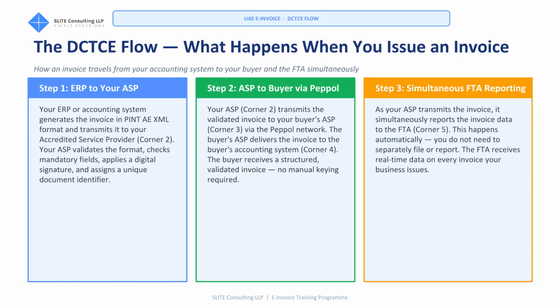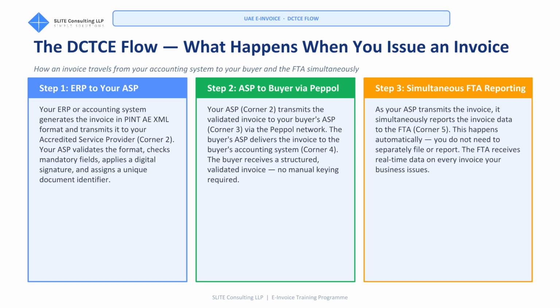5 steps, 5 corners. Step 1: your ERP, corner 1, transmits the PINT AE XML to your ASP, corner 2. The ASP validates the schema, checks the mandatory fields, applies a digital signature, and assigns a unique document identifier.